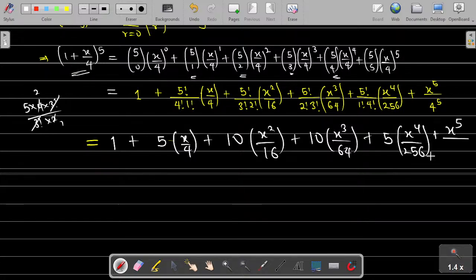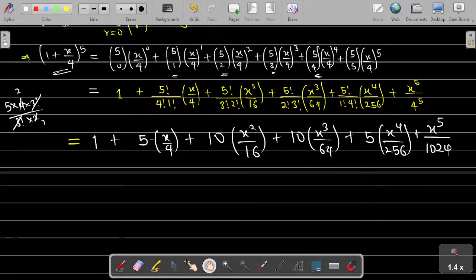1024. That's what it's going to give us. Okay, so now you can write that there, 1024. Okay, so that is the value of the expansion, but that's not yet all. So we can try to also open up that bracket.